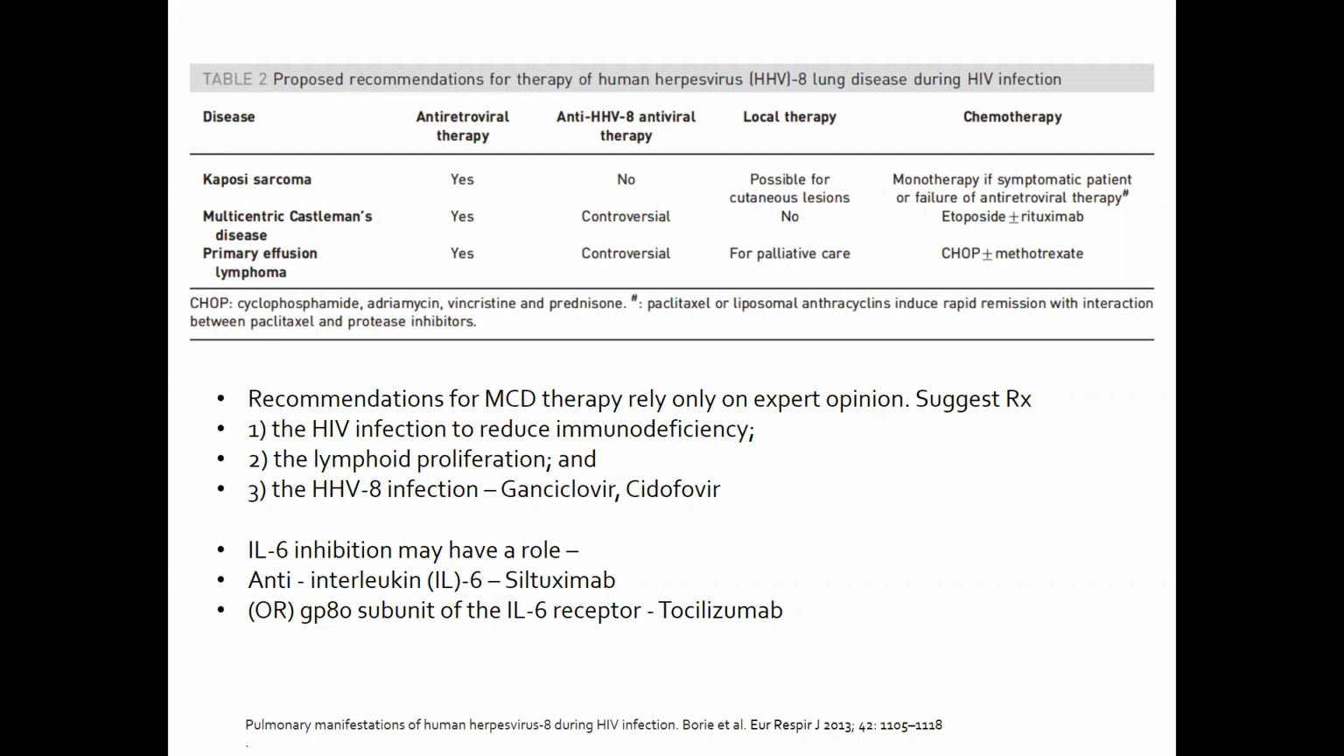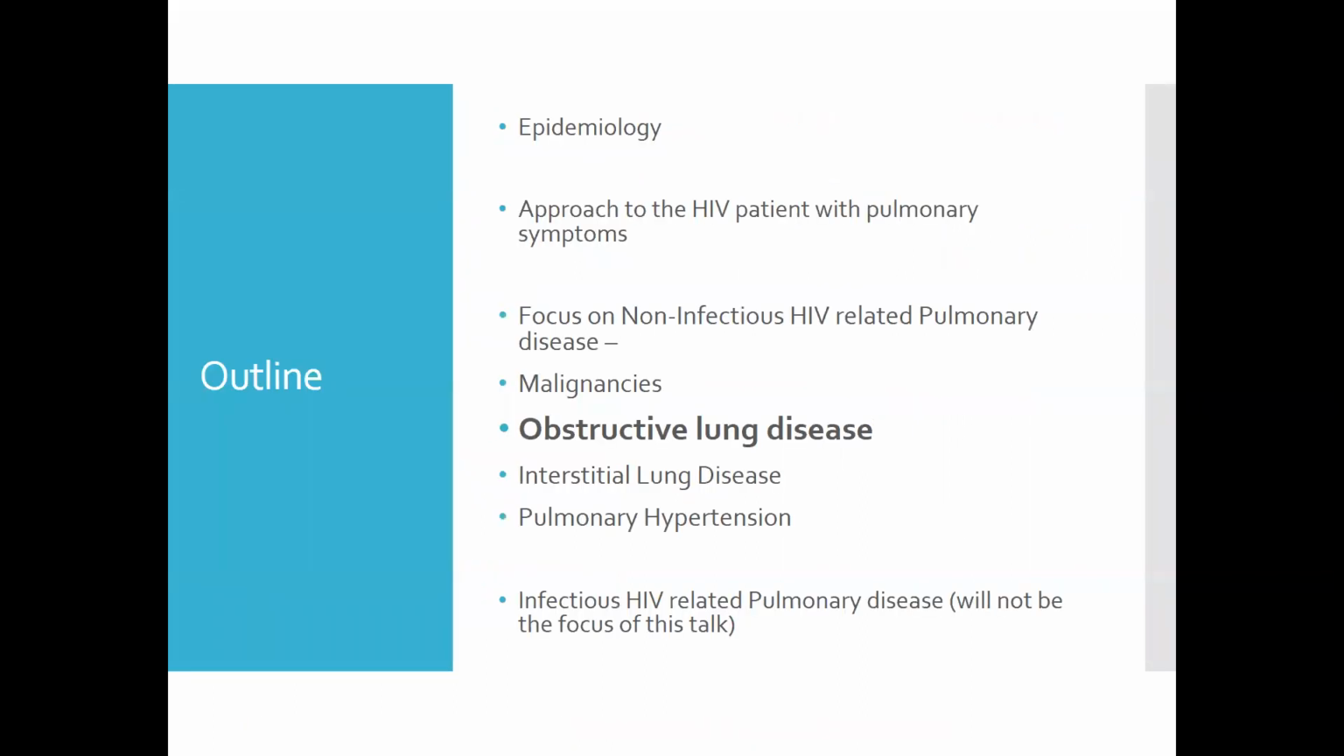And the last column is again important in terms of chemotherapy. As I mentioned, Kaposi's is usually monotherapy, but with multicentric Castleman's, the treatment regimen would involve etoposide plus or minus rituximab. There's also a role for anti-IL-6 therapy, either with siltuximab or tocilizumab in these patients. So we talked about the epidemiology and the approach, and in terms of the non-infectious manifestations, we talked about malignancies, Kaposi's, non-Hodgkin's, Castleman's, and lung cancer in general.